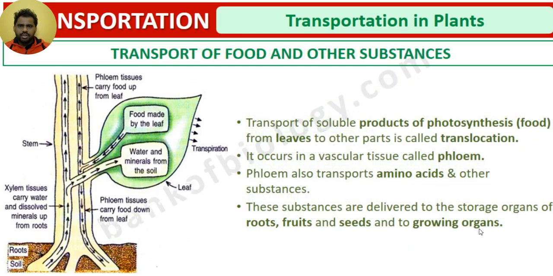Let's move ahead. Transport of soluble products of photosynthesis from leaves to other parts is called translocation. It occurs in vascular tissue called phloem. Phloem also transports amino acids and other substances. These substances are delivered to the storage organs of roots, fruits, seeds, and to growing organs.